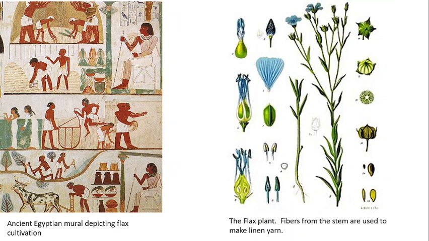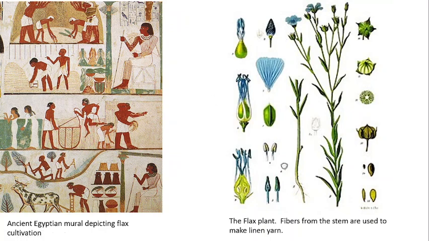Here on the image, since we're on linen, on the left it shows an ancient Egyptian mural depicting flax cultivation. The ancient Egyptians were widely regarded as the first peoples to cultivate the flax plant and use it for linen. Linen was a very important fiber for the ancient Egyptians, and when we get to the properties of linen, you'll probably see why. It's very cool and breathable and light in a desert climate. But linen comes from the flax plant, which is shown here.